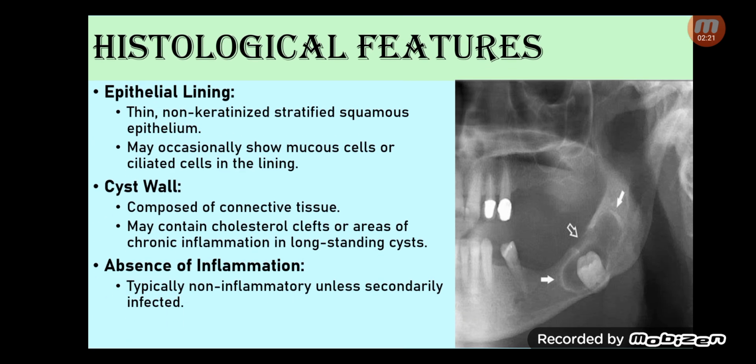Now we will talk about histological features of dentigerous cyst. Histological features include epithelial lining and cyst wall. Epithelial lining is thin, non-keratinized stratified squamous epithelium. It may occasionally show mucous cells or ciliated cells in the lining. Then we can also see the cyst wall of the dentigerous cyst, that is composed of connective tissue, and it may contain cholesterol clefts or areas of chronic inflammation in long-standing cysts. Then inside we have a cystic fluid that has different components like debris, proteins, etc.